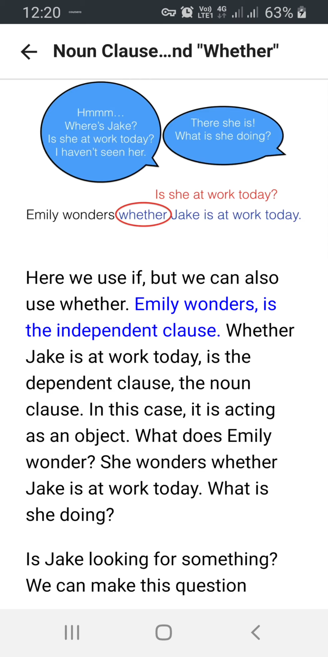Emily wonders is the independent clause. Whether Jake is at work today is the dependent clause, the noun clause, and in this case, it is acting as an object. What does Emily wonder? She wonders whether Jake is at work today.